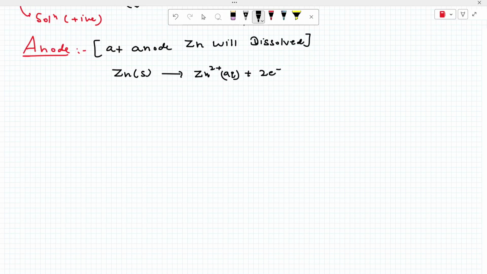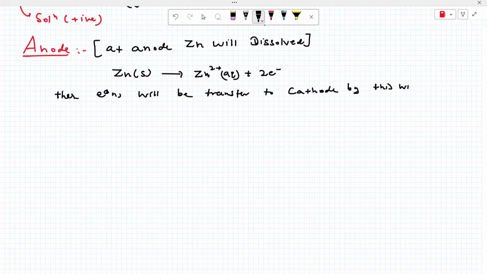Okay. These electrons will be transferred from anode to cathode by this wire, the wire in the external circuit, okay? This wire is very important. Now anode, cathode.